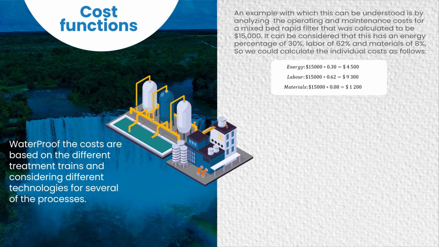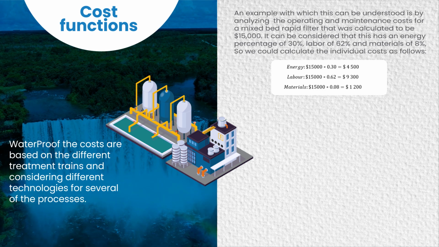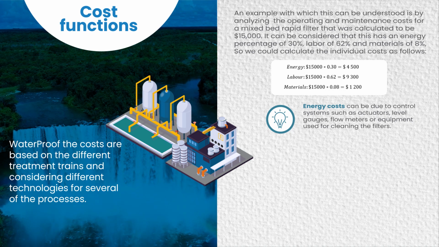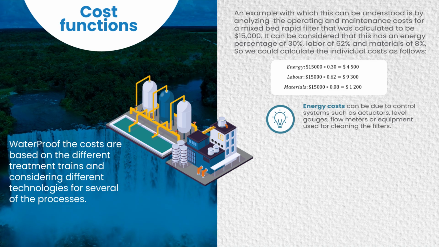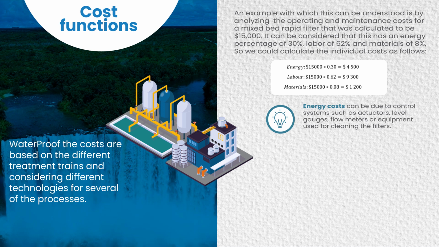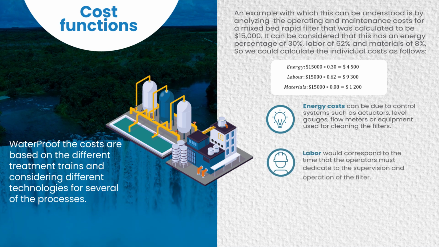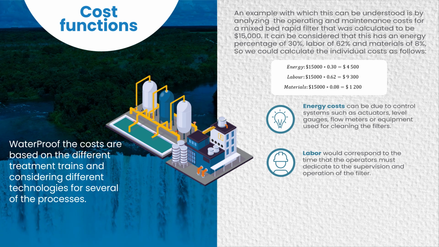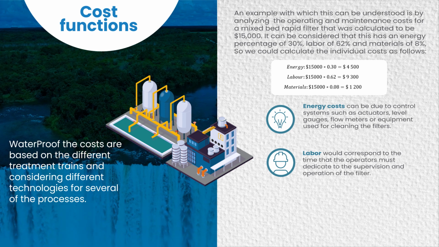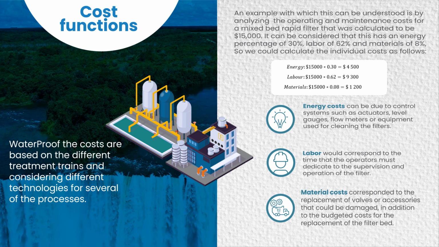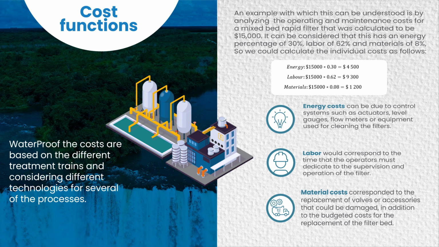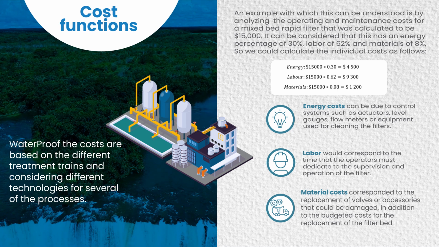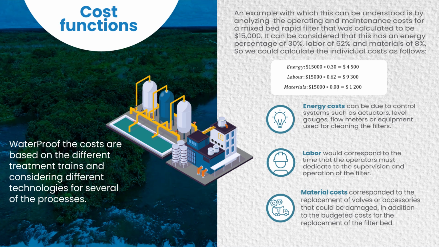This is done by taking into account the following definitions. Energy costs can be due to control systems such as actuators, level gauges, flow meters or equipment used for cleaning the filters. Labor would correspond to the time that the operators must dedicate to the supervision and operation of the filter. Material costs correspond to the replacement of valves or accessories that could be damaged, in addition to the budgeted costs for the replacement of the filter bed.